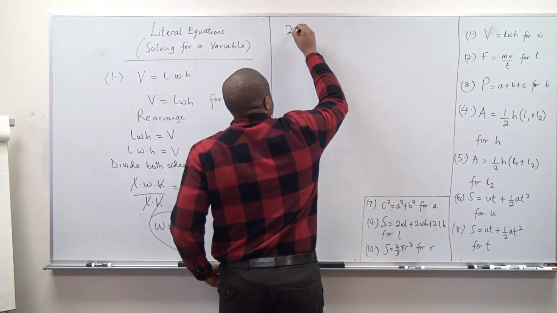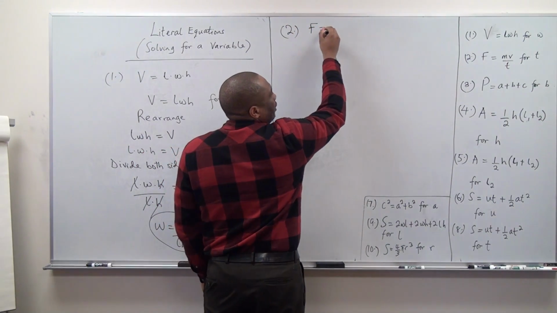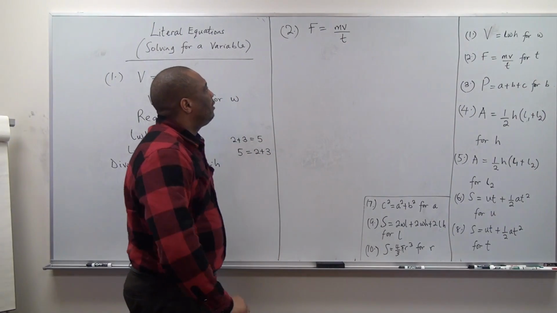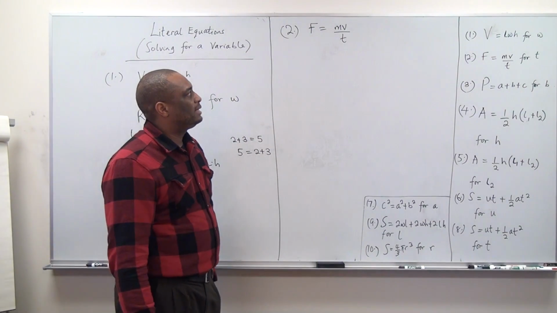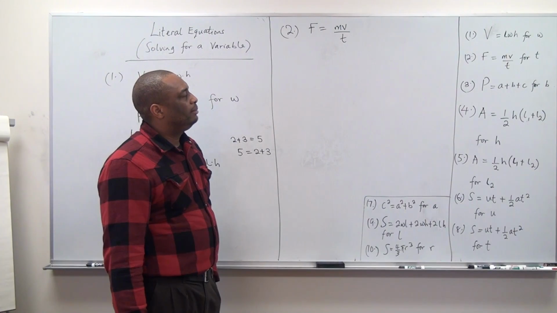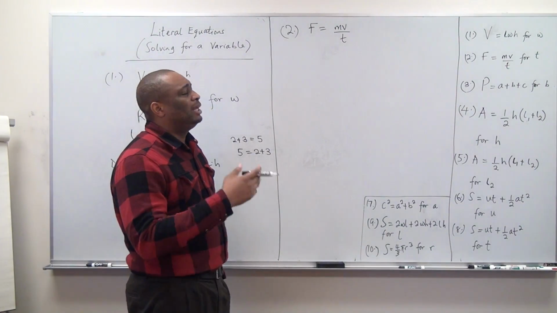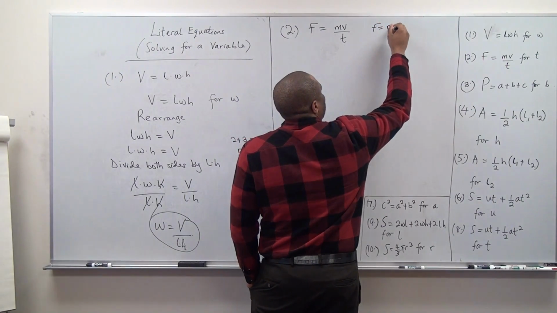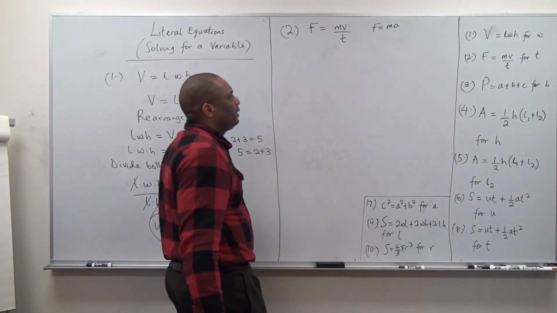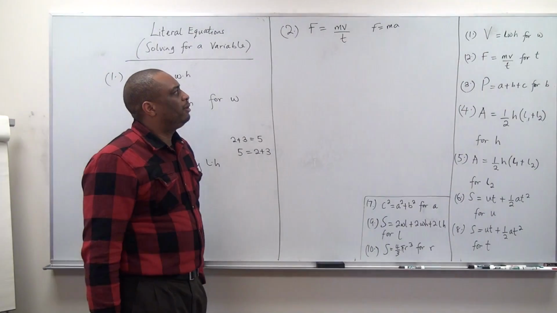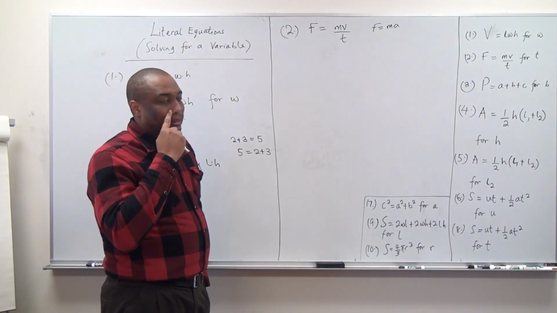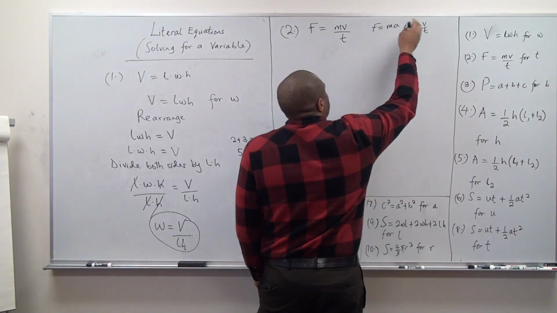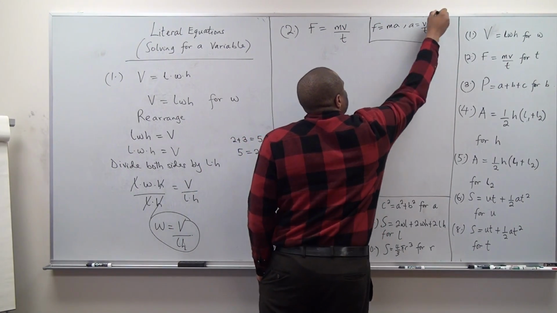Number 2, we have F equals mv over t. Force is equal to mass times velocity, all of them divided by, of course, time. I'm sorry. Now, force is equal to mass times acceleration. Of course, this is the definition of force. And acceleration, of course, is velocity divided by time. But anyway, this is not what we're interested in.